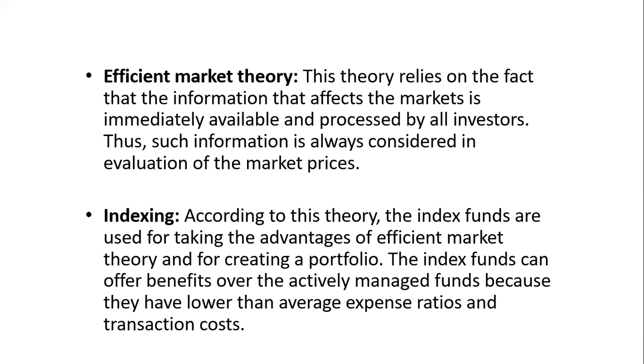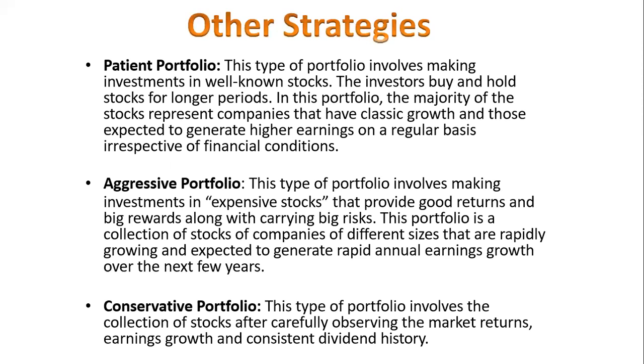Now, the other strategies which are used are the patient portfolio, aggressive portfolio and conservative portfolio. The patient portfolio involves making investments in well-known stocks. The investor buys and holds stock for a longer period because it is patiently managed. The majority of the stocks represent companies that have classic growth and are expected to generate higher earnings on a regular basis, irrespective of financial condition. So these companies perform well always, and whatever the condition, they are going to perform well, so the investor is patient in holding them.